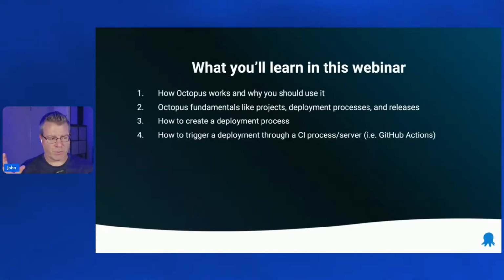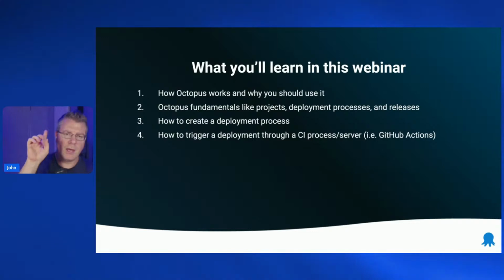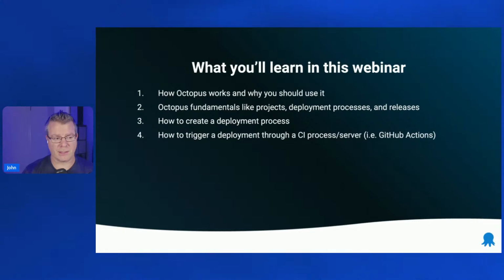All right, so in this webinar, I'm going to be talking about a few things, but the four key things we're going to be talking about is what it is, what is Octopus, and more importantly, why it does what it does and why you should consider using it. Secondly, we'll talk about some fundamentals around Octopus. So we're going to talk about things like projects and deployment processes and releases. These and other terms you'll hear me describe in the context of Octopus during this webinar.